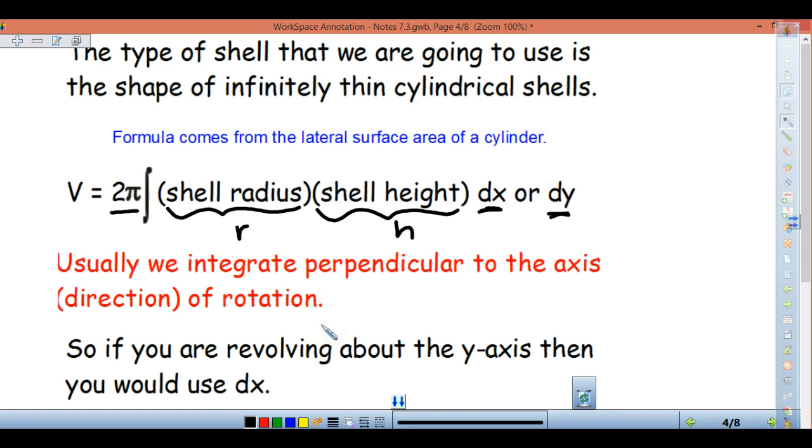So for instance, if we revolve around the y-axis, which is a vertical line, then it would be a dx problem. But how you choose to think about that would be up to you, because some people have trouble visualizing the thickness of a shell. Also, the variable for this would be the opposite of what it would be for disks. So if it had been a dx problem for disks, when we calculate the volume using shells, it'll be a dy problem.